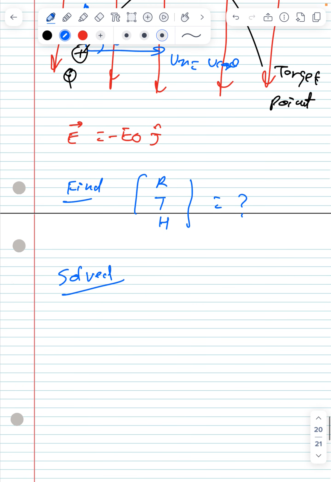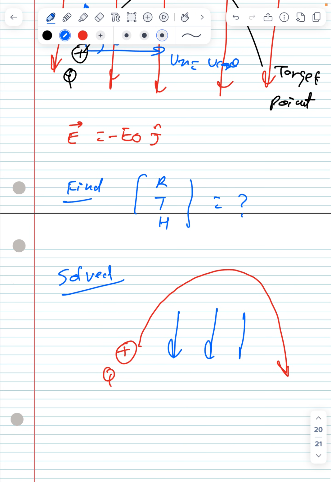Find the horizontal range, time of flight and height of the projectile as given in the diagram, as given in the situation, right. In this situation, initially we calculate the g effective. G effective, what is the concept of g effective?